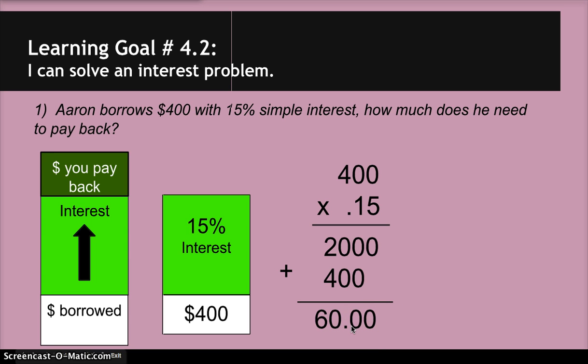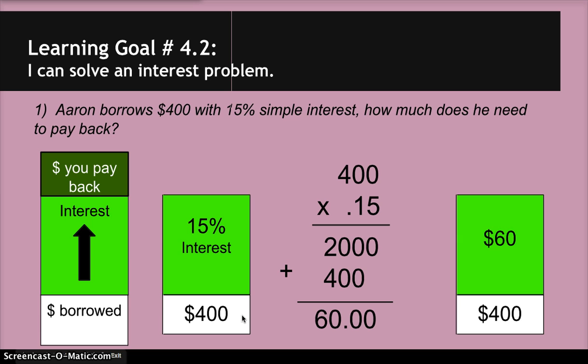So what does 60 represent? It represents 15% of 400. So if we borrowed $400, we have to pay back $60. So in all, we have to pay back $460.